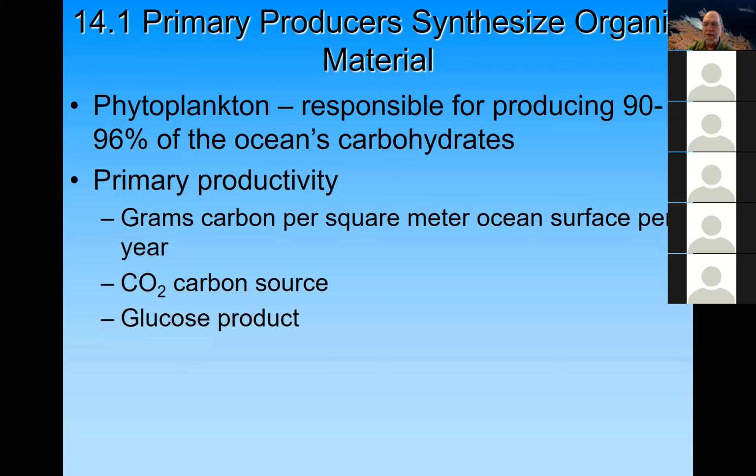Carbon dioxide is almost never a limiting nutrient in the oceans, because carbon dioxide and its other products, like bicarbonate, are highly soluble in ocean waters. So other nutrients are typically the limiting factor for primary production.